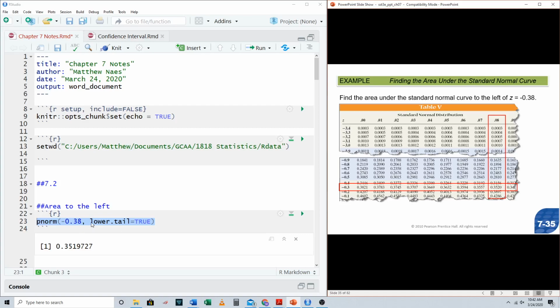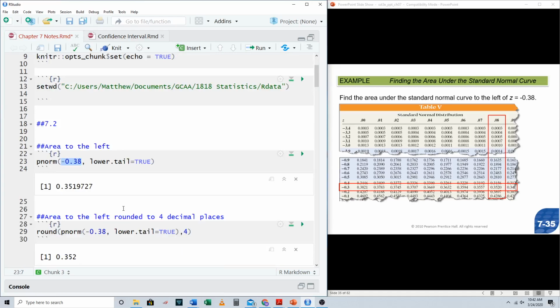Okay, and it's just this: pnorm. Basically, it's the probability of a normal distribution. Easy enough. If all you have is z, and that's all they want, then this is what you're going to type in: your z-score. And that's it. Now, lower.tail equals TRUE. This is important. This is area to the left. If this was area to the right, you'd use lower.tail equals FALSE. You're actually finding the upper tail, not the lower tail. And that's really it for finding area to the left and to the right.